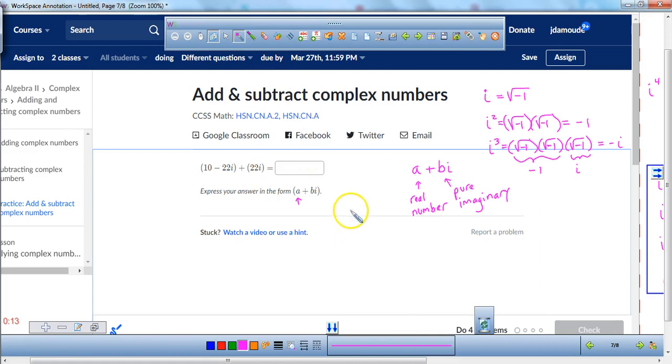So now all we got to do is just add these together. So basically, you just add all of the real numbers together. I'll highlight the real numbers right here. And then you add all the imaginary numbers together. So we have this imaginary number and this imaginary number. All right? So if we look at this, it's not going to be very complicated. Right here we have 10. So I'll write down 10. I'll do it in green.